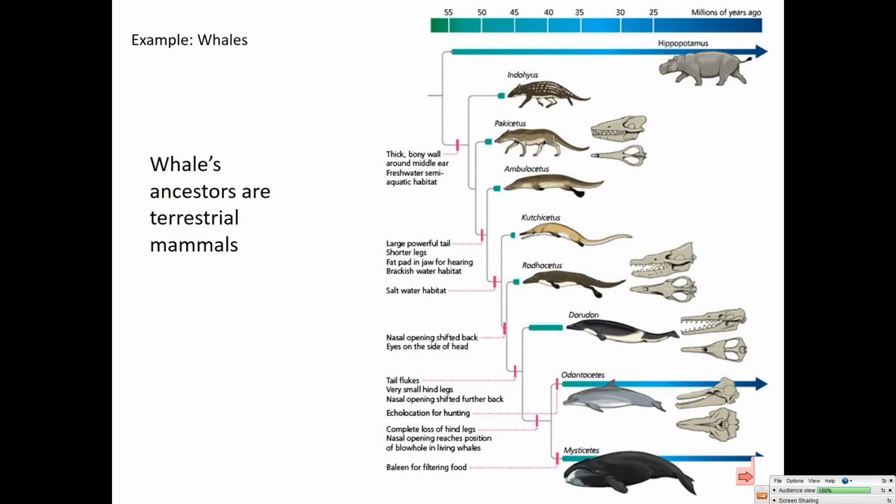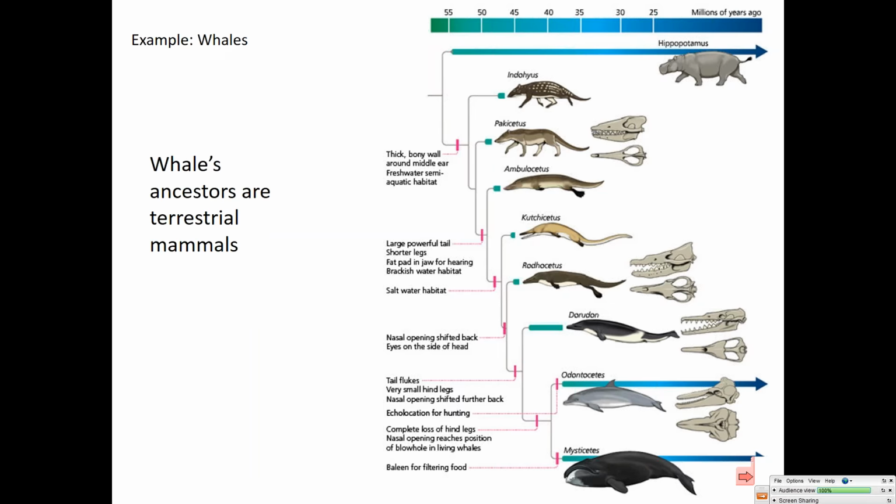But we have marine mammals now, like whales, porpoises, dolphins, manatees. So some mammals have evolved back into the water. An example is a whale. So whales' ancestors are terrestrial mammals.